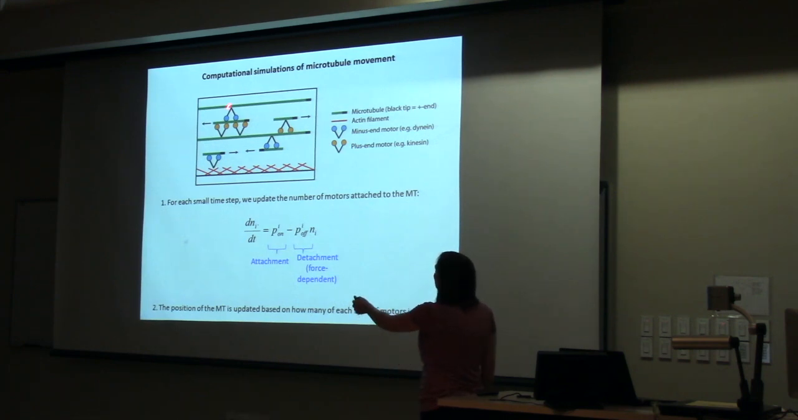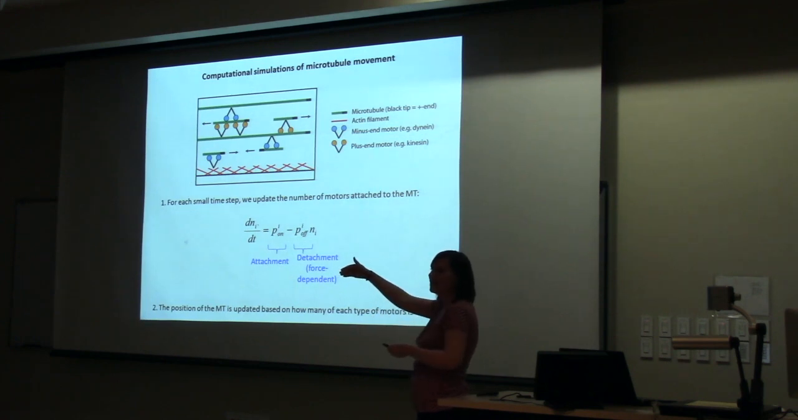So for that microtubule, I will perform this calculation to update how many kinesins and how many dyneins are attached. And then when I have my new number of attached motors, I can update the position of the microtubule based on which team is winning. Right? And if I do that over many, many time steps, I'm going to get a simulation of that experiment where we watch the movement of the microtubule.